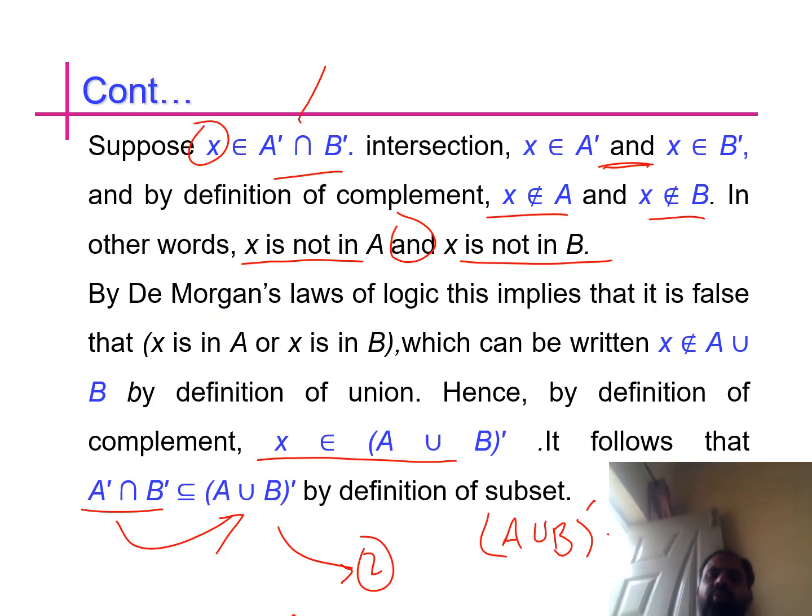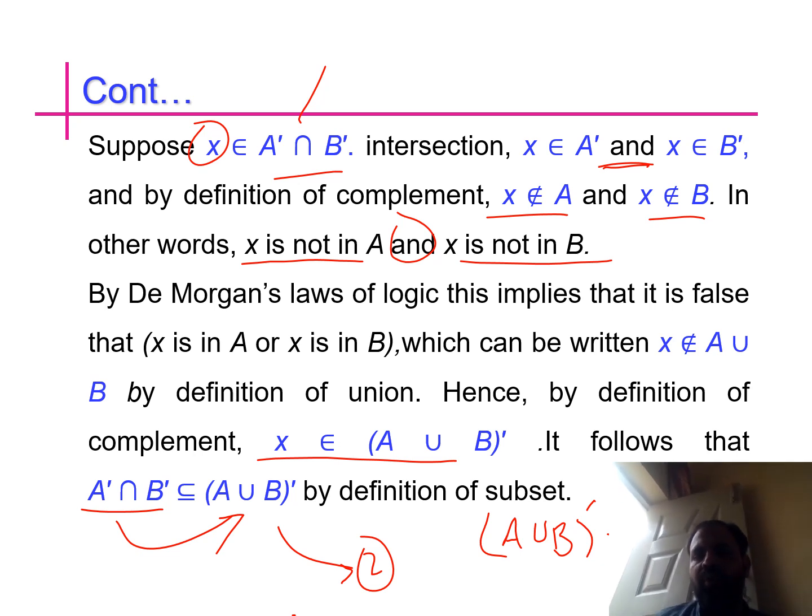Similarly, now we prove that the right hand side is a subset of the left hand side. Suppose X belongs to A complement intersection B complement. X belongs to A complement and X belongs to B complement. And by the definition of the complement, X doesn't belong to A and doesn't belong to B. In other words, X is not in A and X is not in B. By De Morgan's laws of logic, this implies that it is false that X is in A or X is in B, which can be written as X doesn't belong to A union B.